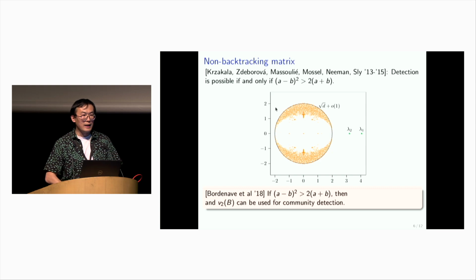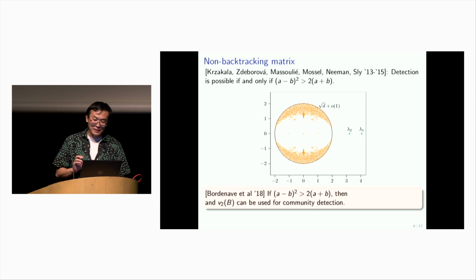So if you plot the eigenvalue distribution of a non-backtracking operator associated with the stochastic block model, you will see a nice bulk of radius square root d. And outside the bulk, there are two eigenvalues, lambda 1 and lambda 2. If you take the eigenvector associated with lambda 2, you can use that to achieve detection better than random guess. Okay, so this is a nice story about the spectral method on the non-backtracking matrix.